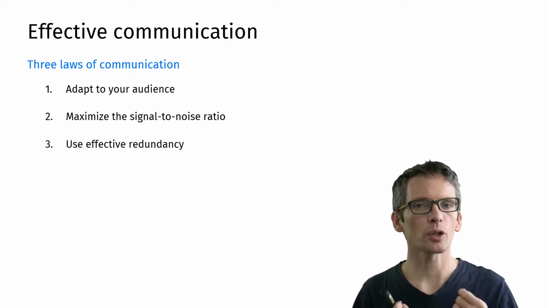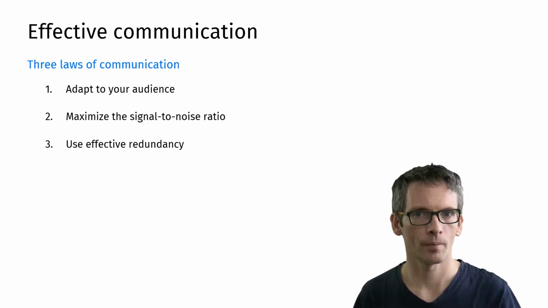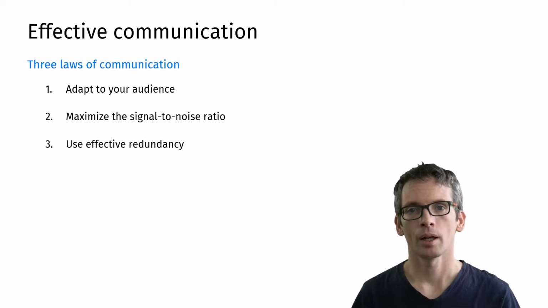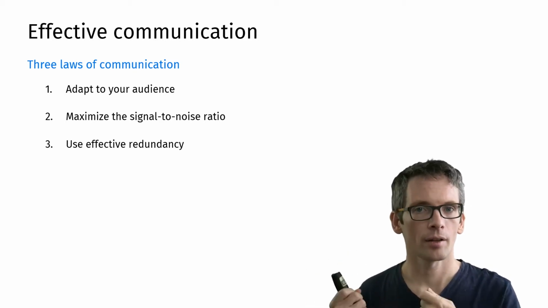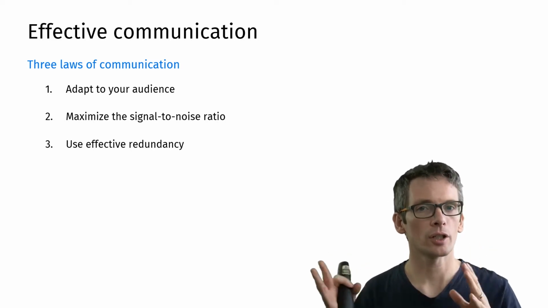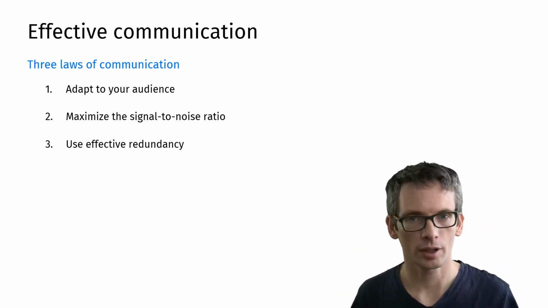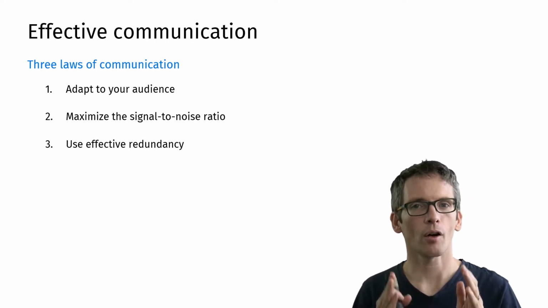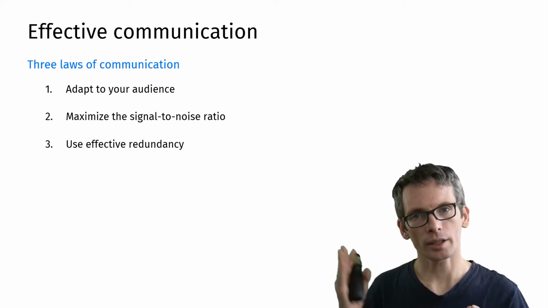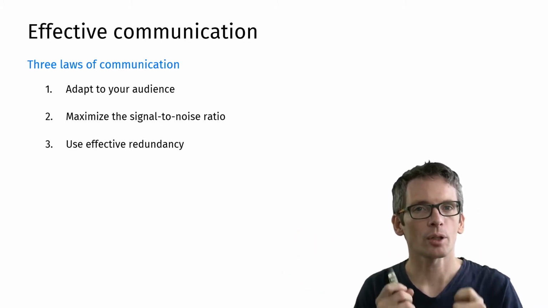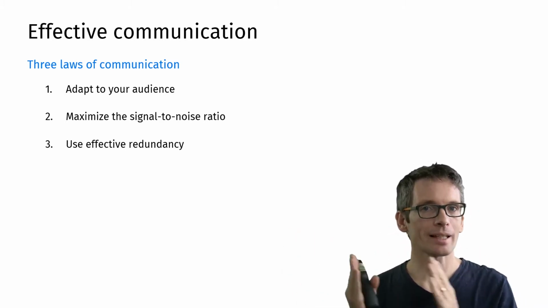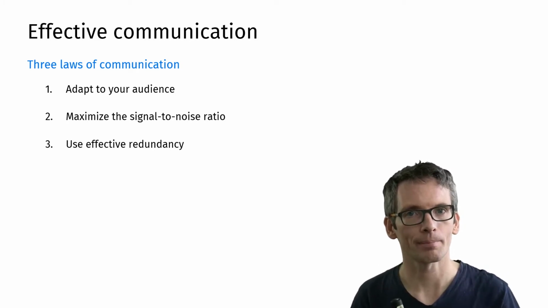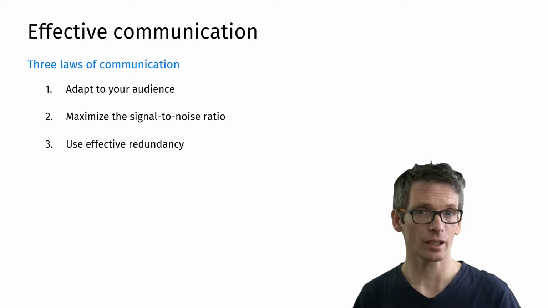For this, we're going to use the 3 laws of communication. What I'm telling you today is heavily inspired by the work of Jean-Luc Dumont, and he formulated these laws. He has a PhD in physics, so just as we have 3 laws of Newton, now we have 3 laws of communication. And the laws, as you see, are: adapt to your audience, maximize the signal-to-noise ratio, and use effective redundancy.